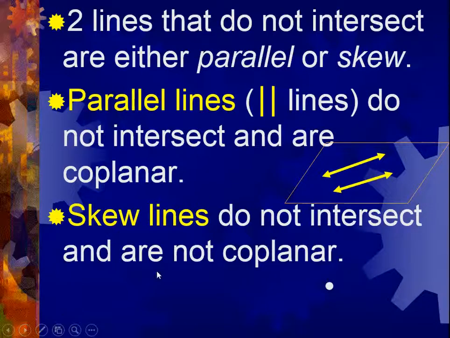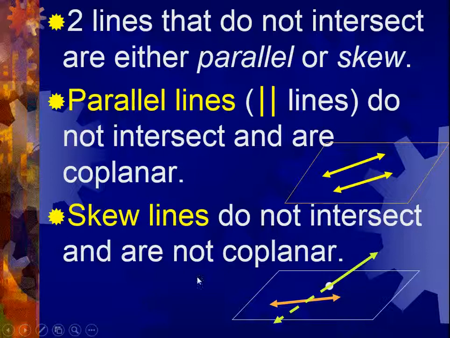Skew lines are a little different. They do not intersect, just like the parallel lines do not intersect, but this time they are not coplanar. So what would that look like? Well, we still have our plane. One line is drawn on the plane, again, like drawing a line on a piece of paper. And then the other line is going through the plane, as if you had poked your pencil through the paper. You have one line on the paper, the other line going through the paper. So they are not coplanar.